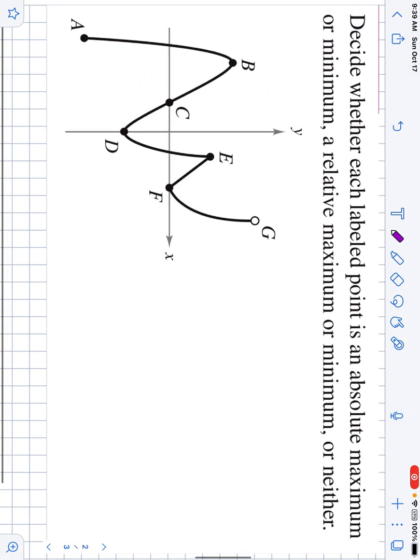I would like you to determine whether each point on this graph is an absolute max or min, relative max or min, or neither. I just want you to label each one. Is it an absolute max, absolute min, or neither? Go.